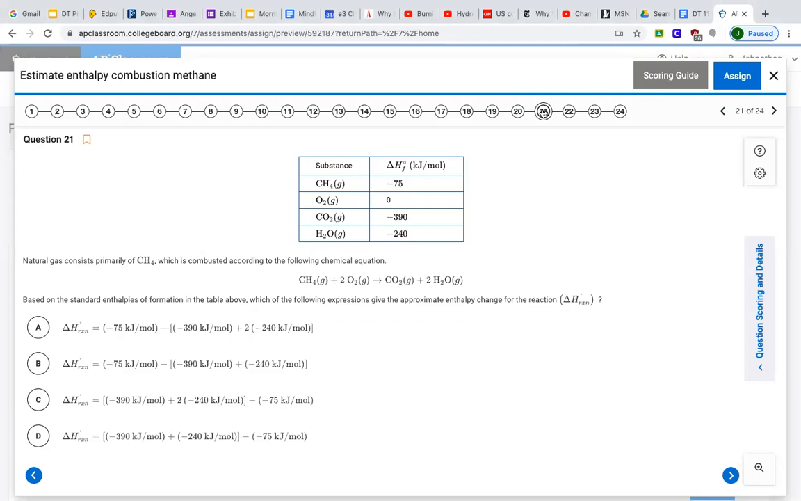Okay, so natural gas consists primarily of CH4, which is combusted according to the following chemical equation. Based on the standard enthalpies of formation in the table above, which of the following expressions gives the approximate enthalpy change for the reaction? Let's take 2 minutes to knock this out. I think we can do this in 2 minutes.